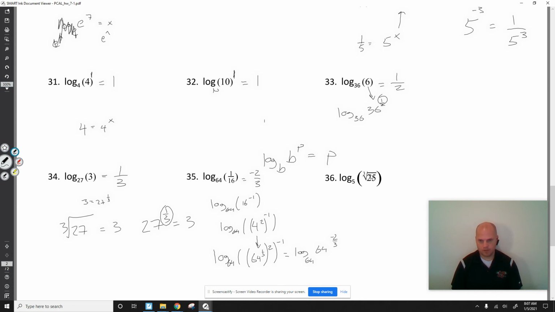Let's see what we do here. I'll show you the other way to do this, which is to change this into something with a 5. Well, 25 is 5 squared. So I could write this as the cube root, which stays as a 1/3 power, but writing 25 as 5 squared. You can combine these powers to get log base 5 of 5 to the 2/3. Log base 5 of 5 cancel each other out. The answer is 2/3.